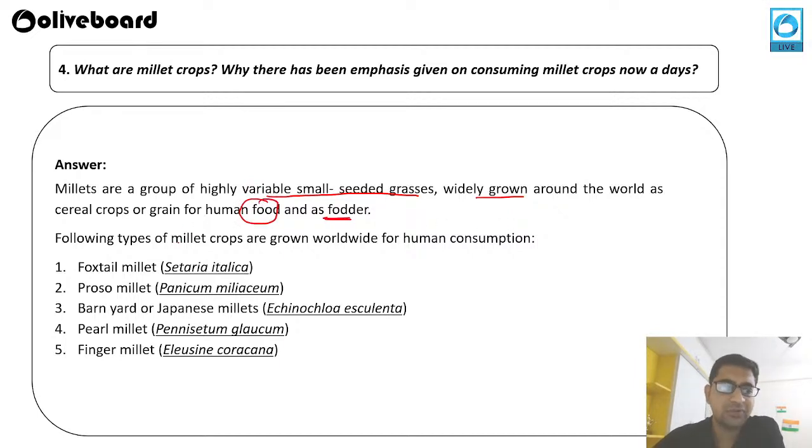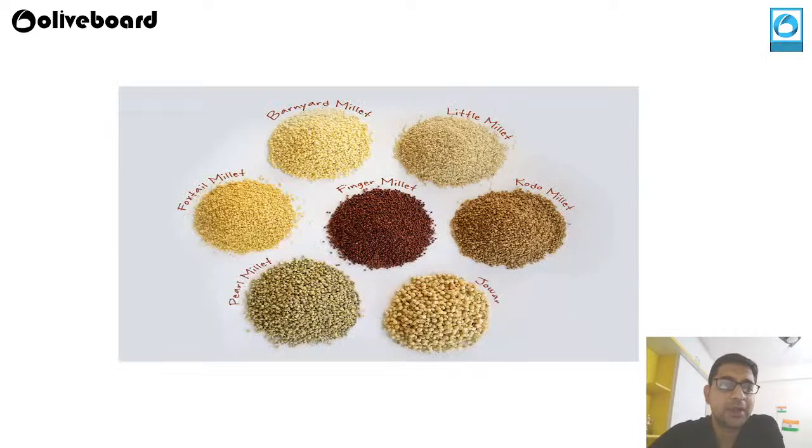Okay. So some of the types of millet crops that have been grown for human consumption are foxtail millets, proso millets, barnyard or Japanese millets, pearl millets, and finger millets. So these are some of the 5 types of millet that are used for human consumption. Okay, now these are some of the millets. You can see these are small grain size. Kodo millets, jowar, then pearl millet, foxtail millets, barnyard millets, little millets, and all these things are there.